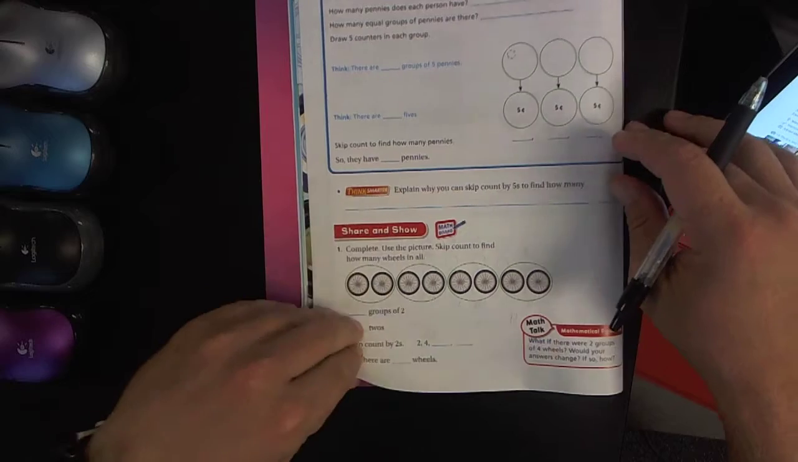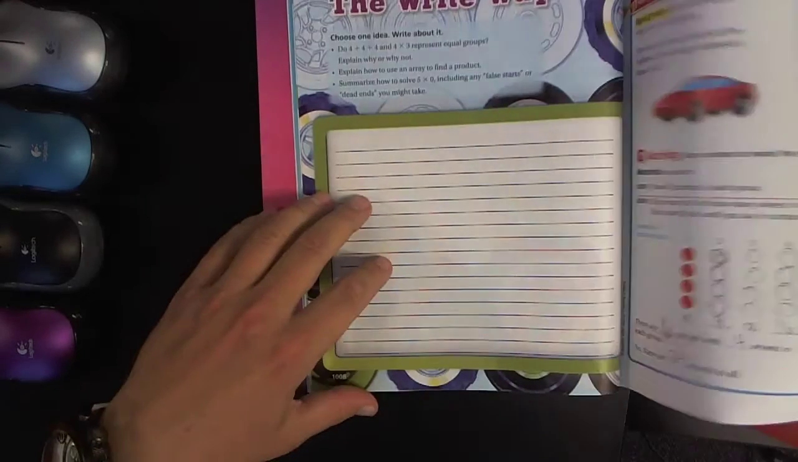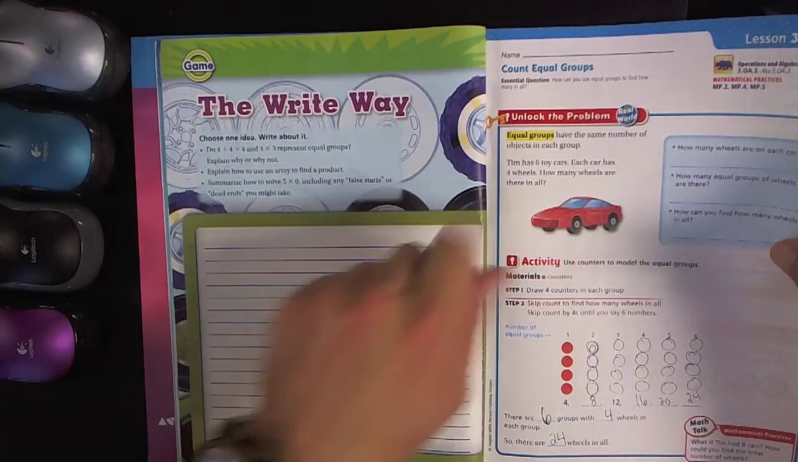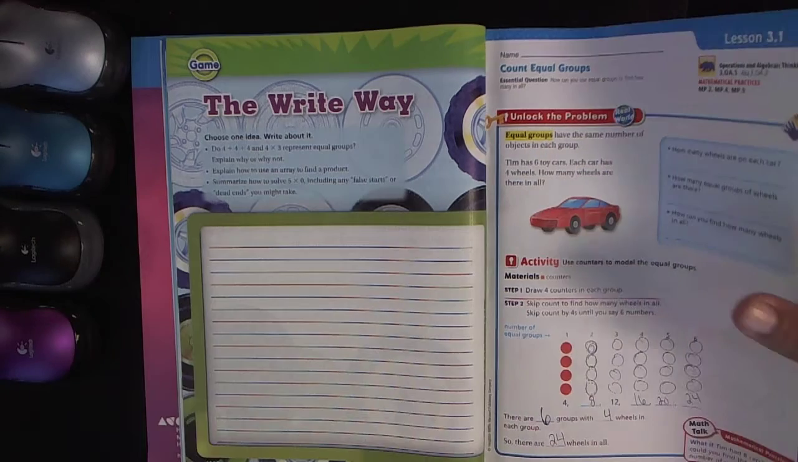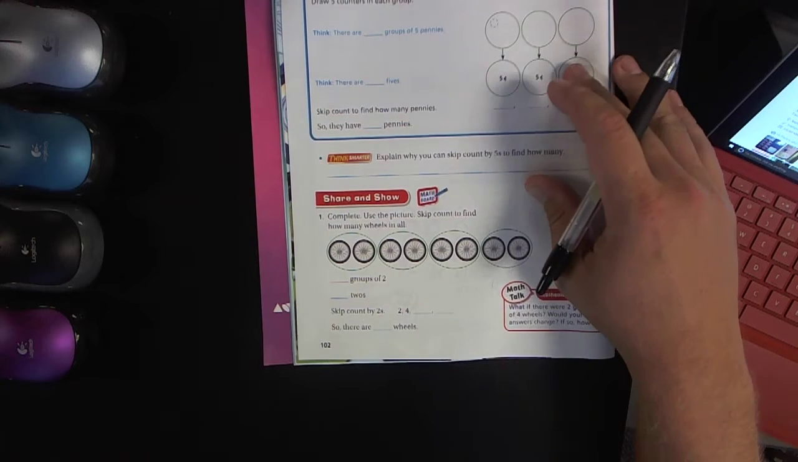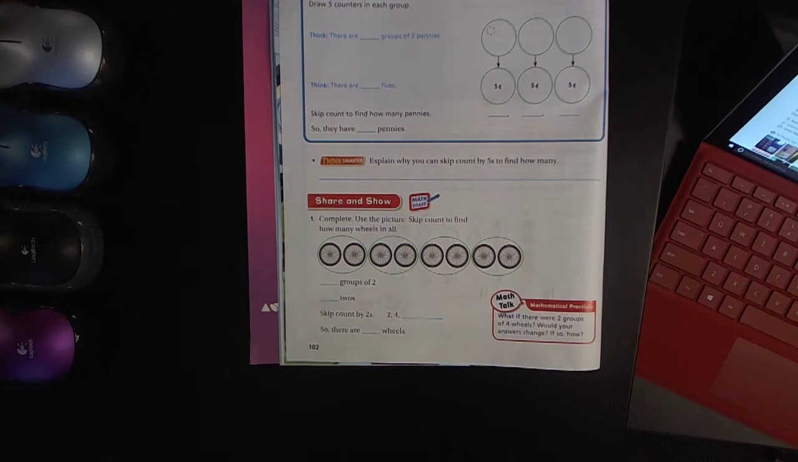We are on 3.1, and we talked about counting equal groups. We went over some of the vocab and then used counting equal groups to answer some questions.